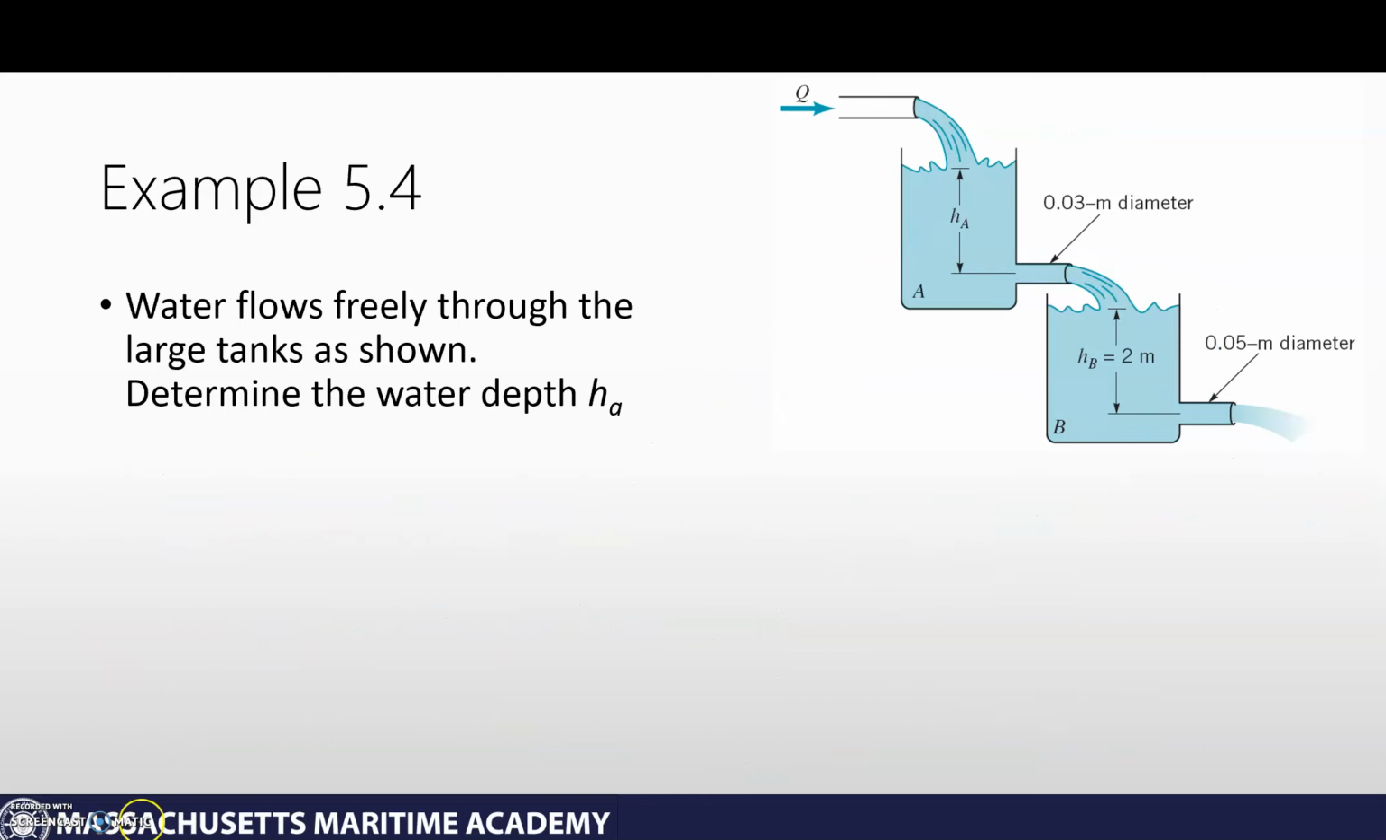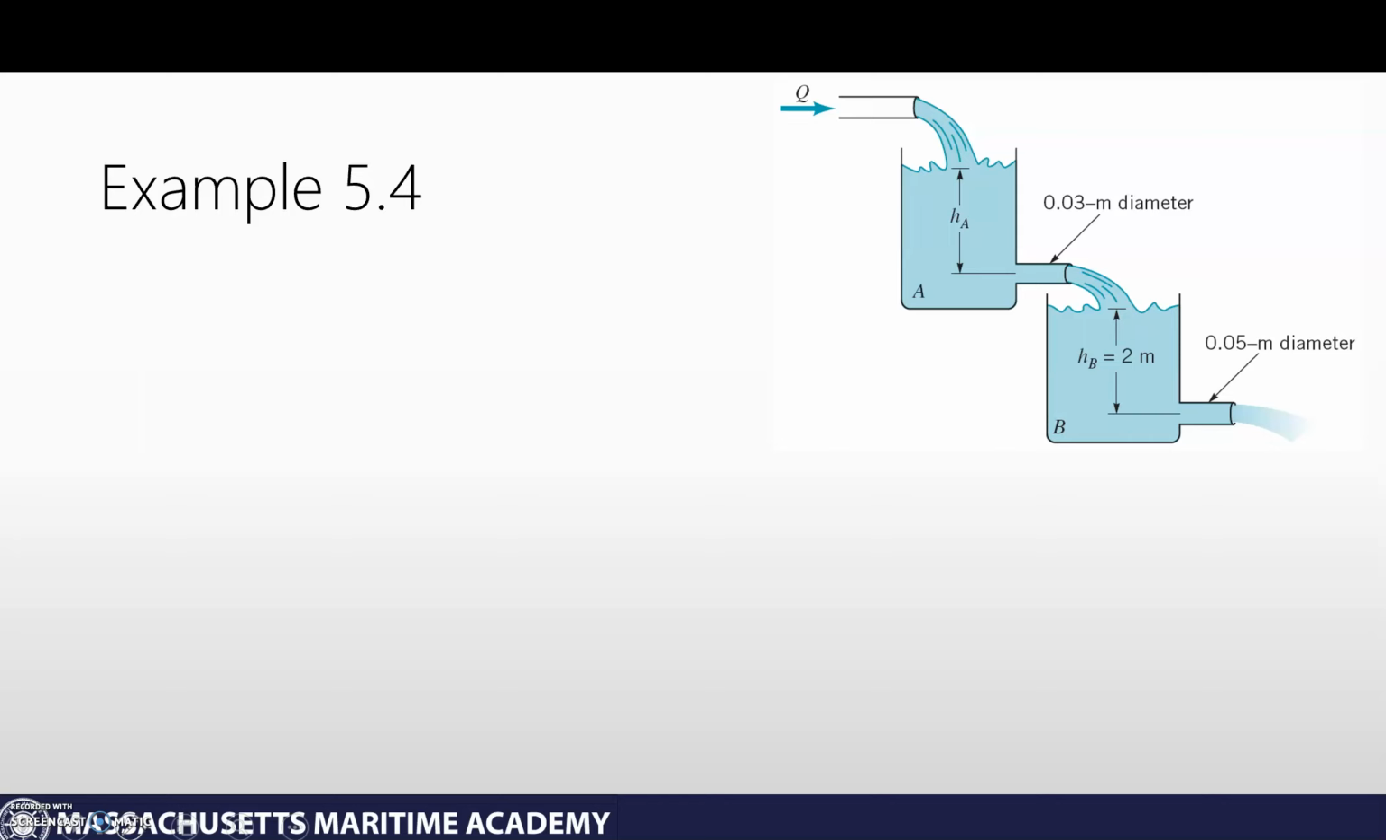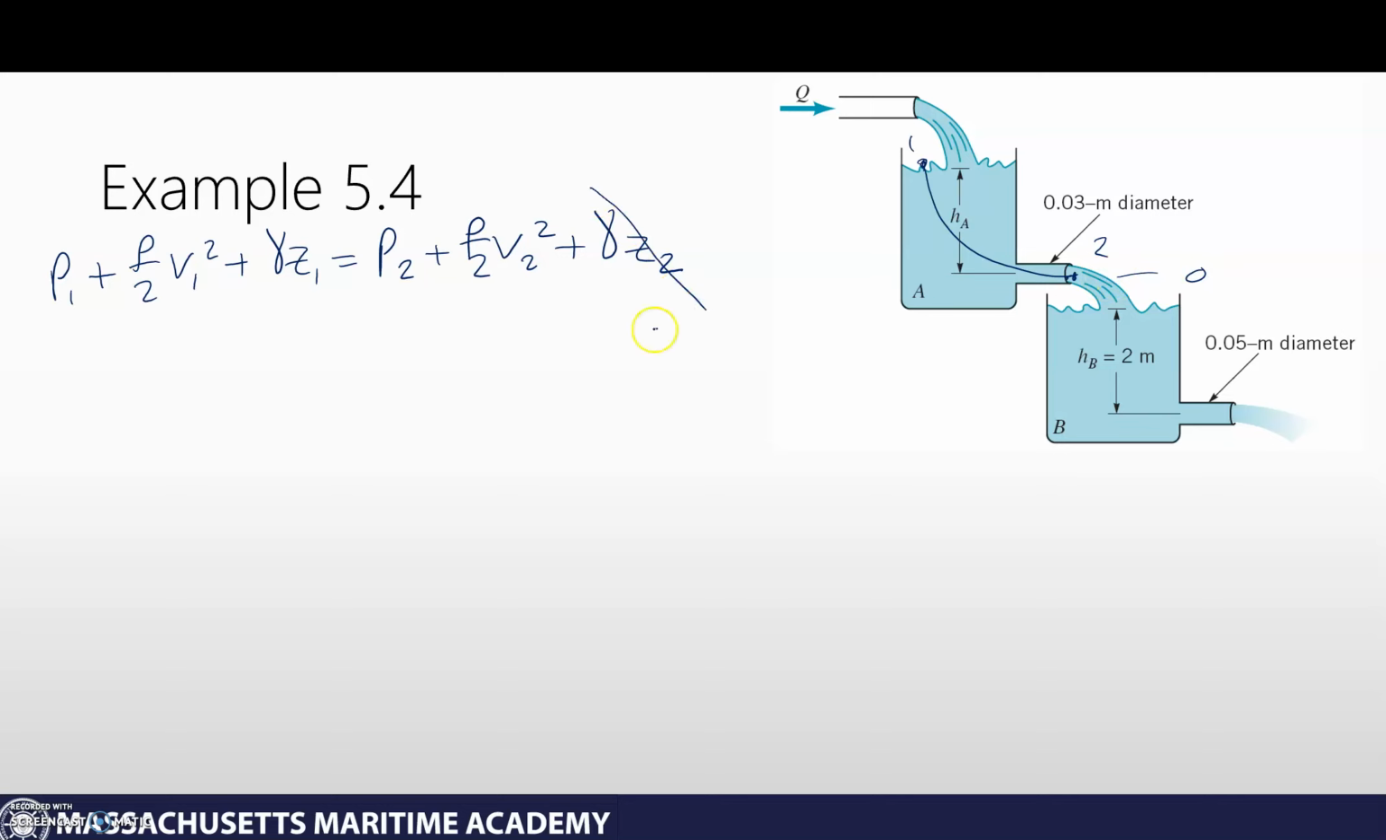So let's move on to the next page here, just to give us some more room. And now what do I do? Well, remember I've got that streamline between 1 and 2 now. So now I'm going to write Bernoulli's equation between point 1 and point 2. Pressure 1 plus rho over 2 V1 squared plus gamma Z1 has to equal pressure at 2 plus rho over 2 V2 squared plus gamma Z2. I'm going to set Z2 to be 0. So that falls out because Z2 is 0.